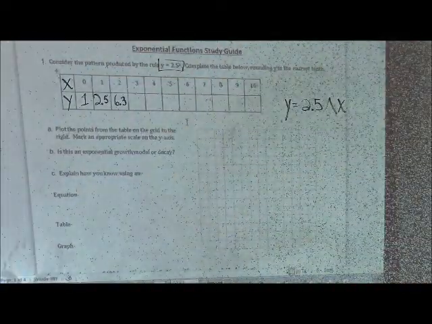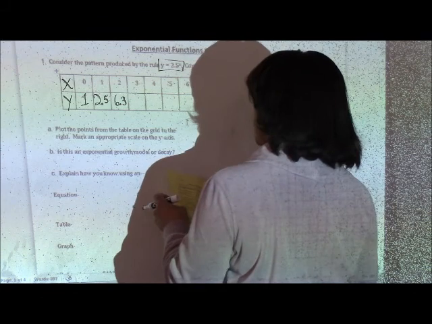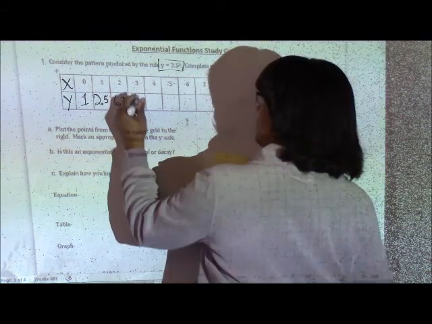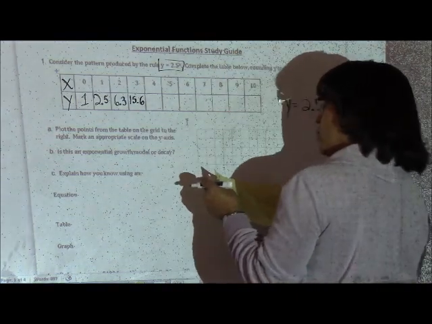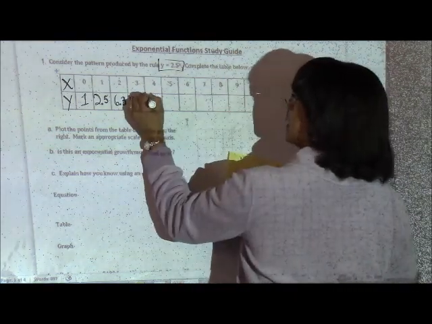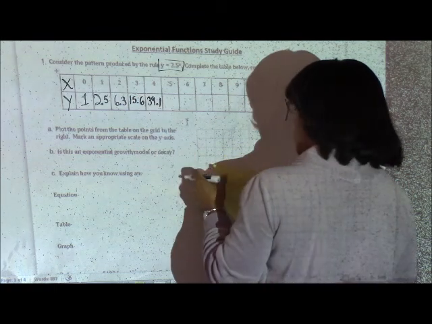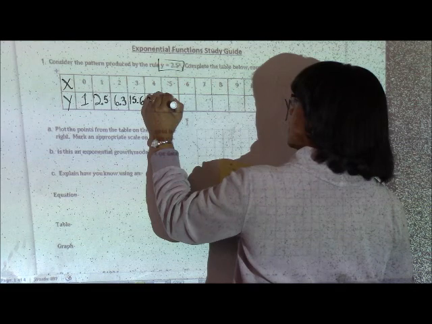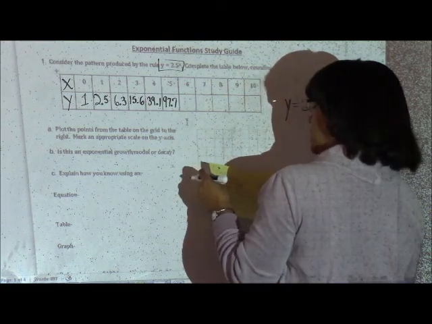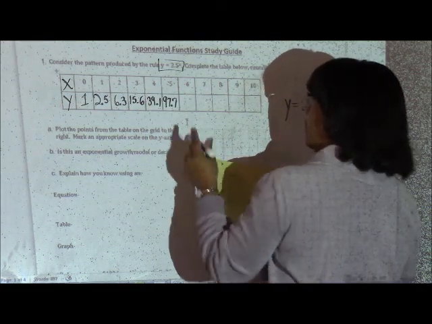So now, let's go ahead and fill in our table. And I'm going to give you your values, and I'd like for you to go ahead and check your answers, please. So when x is 3, y is 15.6. When x is 4, y is 39.1. When x is 5, y is 97.7. When x is 6, y is 244.1.